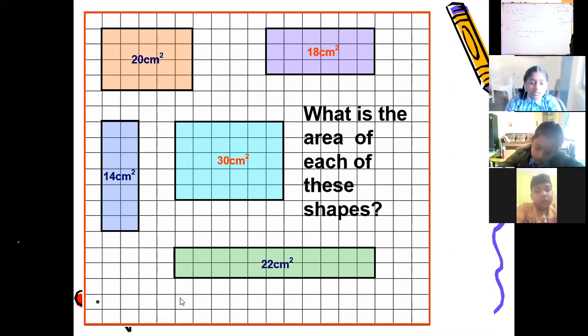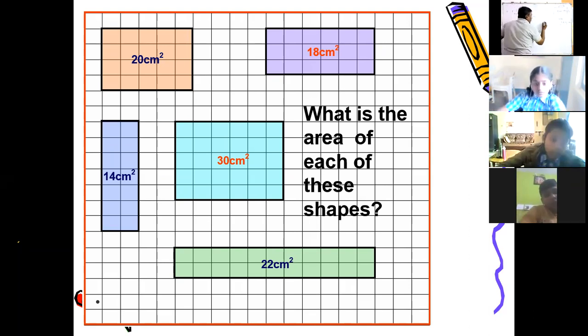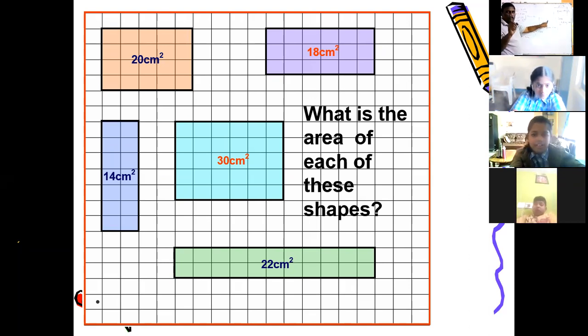Sir, in this the first one answer is 20 centimeters square. But what is the meaning of the 2? That is square. Okay, sir. Sir, it's just the units, like we measure liquids in liters and milliliters. And for area we write the power 2. Power 2 means square. Centimeter square means centimeter into centimeter.